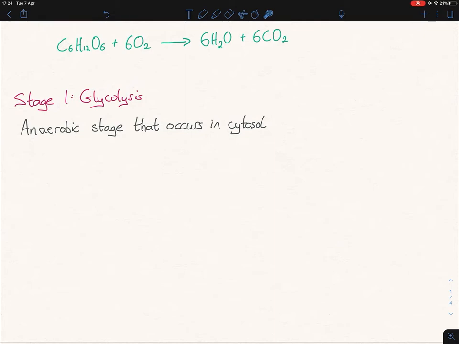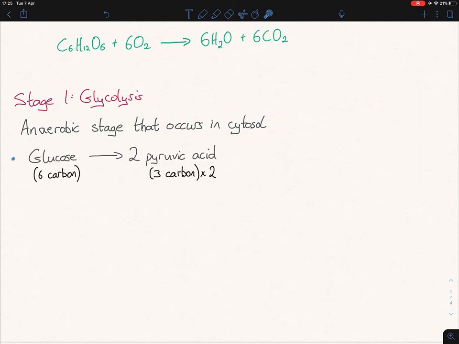Now, overall, this entire equation as such is aerobic because stage two requires oxygen. So even though stage one doesn't require oxygen, stage two does, and it requires the products of stage one. So overall, this classes as aerobic respiration. Anyhow, stage one is an anaerobic stage that occurs in the cytosol.